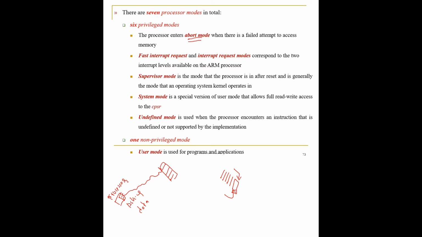So basically there are 7 modes, out of which 6 are privileged modes, and those 6 modes are: first one is your abort mode, second one is your fast interrupt request mode, third one is your interrupt request mode, fourth one is your supervisor mode, fifth is your system mode, last is your undefined mode. The last one is the non-privileged mode.